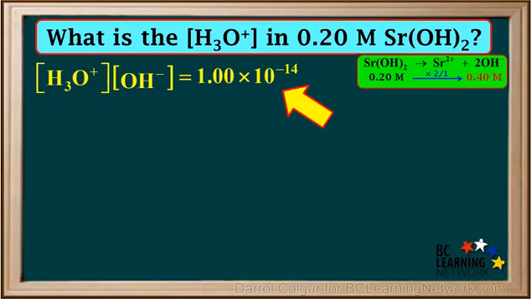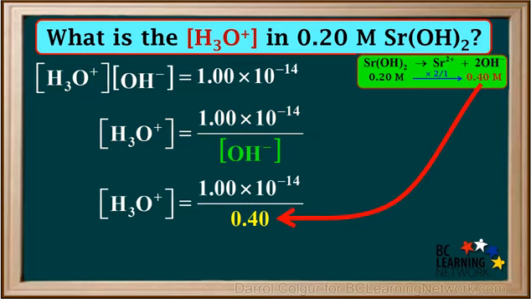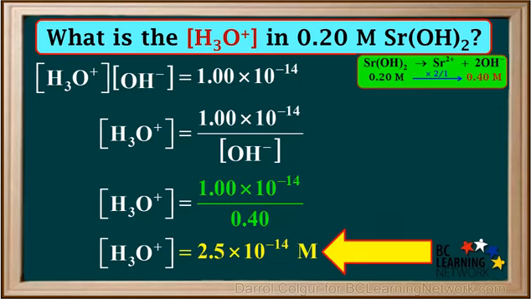In order to find the concentration of H3O plus, we start by writing the Kw expression. The concentration of H3O plus times the concentration of OH minus is equal to 1 times 10 to the negative 14th. Because we're asked for the concentration of H3O plus, we rearrange the equation to solve for it. It is equal to 1 times 10 to the negative 14th divided by the concentration of OH minus. Now we substitute 0.4 in for the concentration of OH minus, and we get that the concentration of H3O plus is equal to 1 times 10 to the negative 14th divided by 0.4, which is equal to 2.5 times 10 to the negative 14th molar.